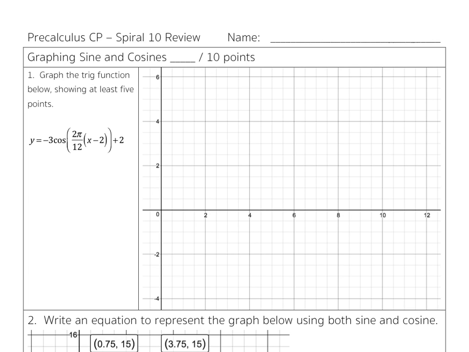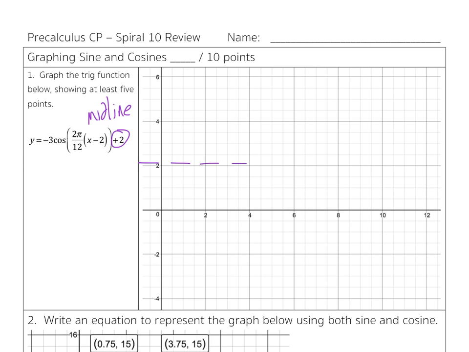Hi guys, this is the spiral review for spiral 10. We're going to start out by graphing some trigonometry. First thing I'm going to do is take a look at my equation and see what I can get out of this. I can figure out my midline, and that's the first thing I'm going to graph.